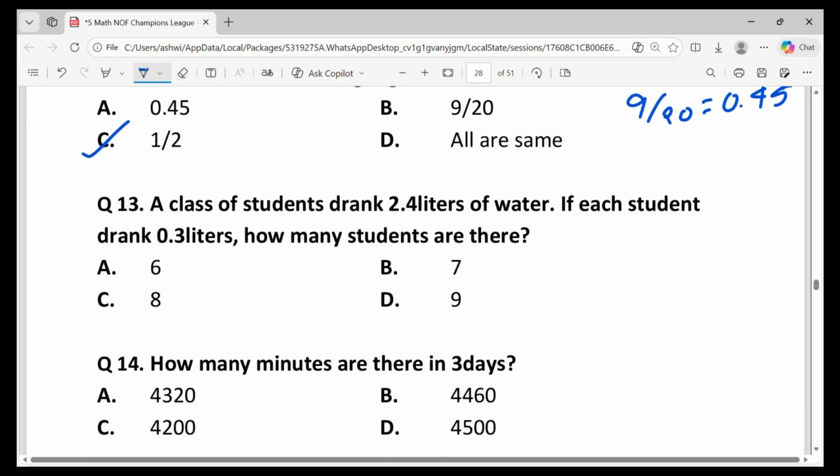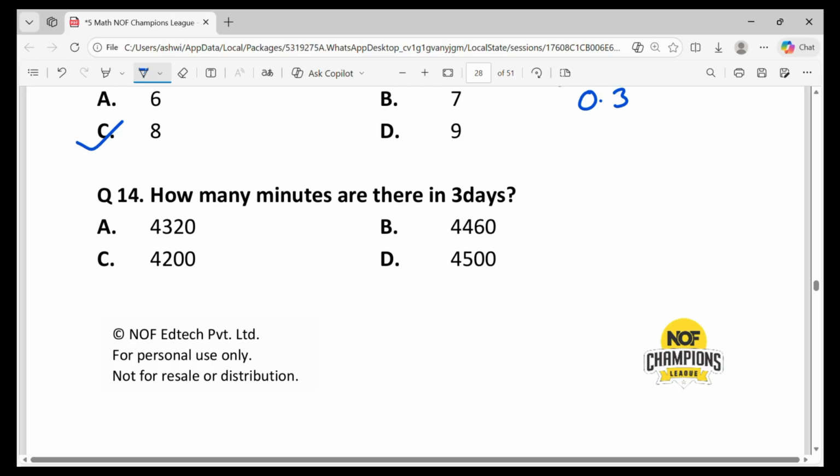Question 13. A class of students drank 2.4 liters of water. If each student drank 0.3 liters, how many students are there? Divide the total volume of water by the volume each student drank. That is 2.4 upon 0.3. That is equal to 8. So there are 8 students. That is option C.